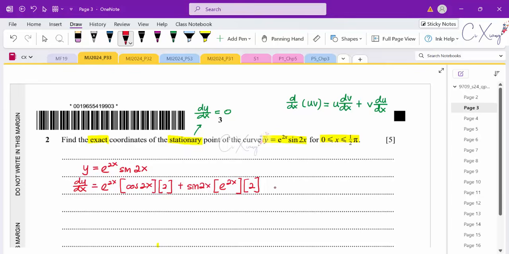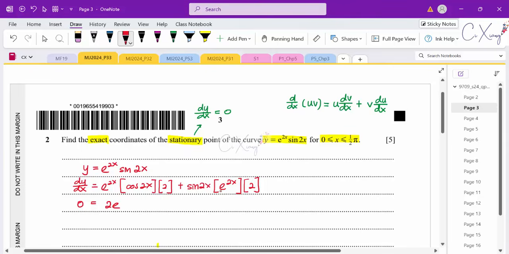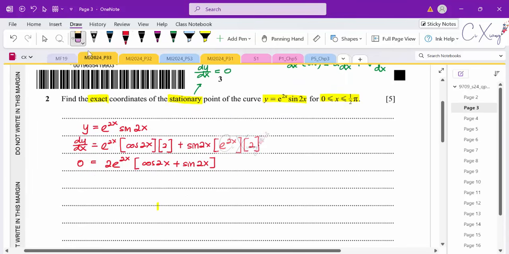And second step, I want to let dy dx equals to 0. And at the same time, I will want to factorize out the terms that appear in both the first and the second term here. So if you have a look, you can actually factorize out e power 2x and also the 2 itself. So I'm having cos 2x plus sine 2x, multiply with 2e^2x. So when I let it equals to 0, I need to solve two equations here, basically. So the first equation will be cos 2x plus sine 2x equals to 0. And another one will be 2e^2x equals to 0.